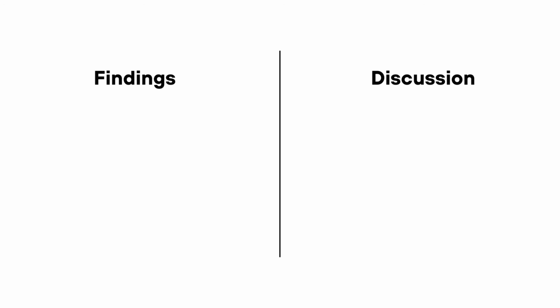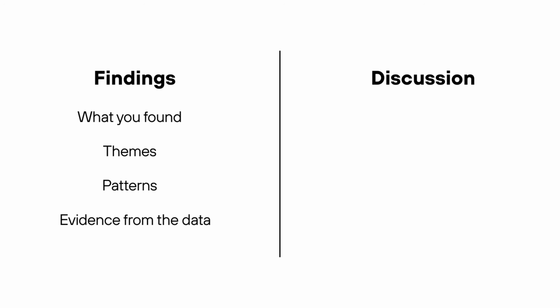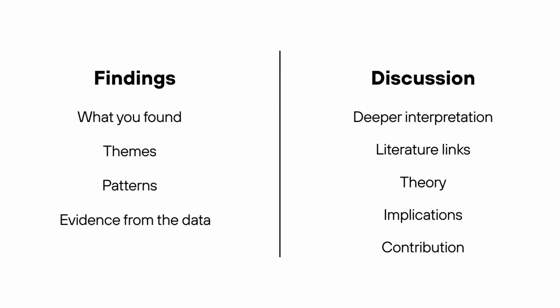There is no single universal model for findings and discussion chapters. No magic formula. Different disciplines, different departments do things differently. Broadly, there are 2 common approaches. Firstly, a completely separate findings and discussion. In the findings chapter, you present what you found, the themes, the patterns, and the evidence from the data. In the discussion chapter, you have a deeper interpretation, links to the literature, theory, implications, and your contribution to knowledge.